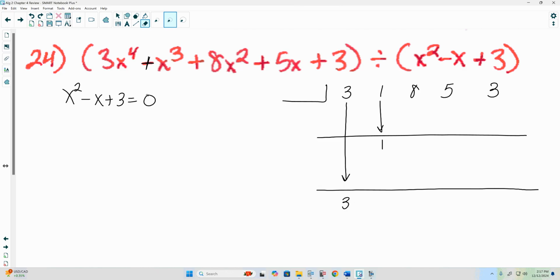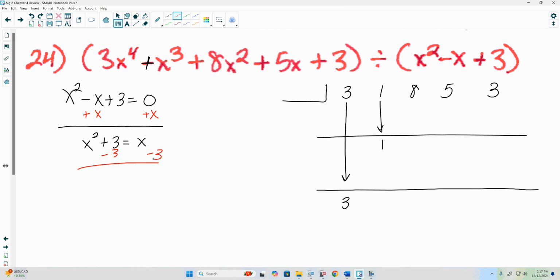Now, to find the numbers that go in the cubby, well, we need to get x squared by itself. So the first thing we can do is add x, telling us x squared plus 3 is equal to x minus 3, telling us x squared is equal to x minus 3. Questions on this so far? We good with this here? Yes. Now we put the numbers in here.